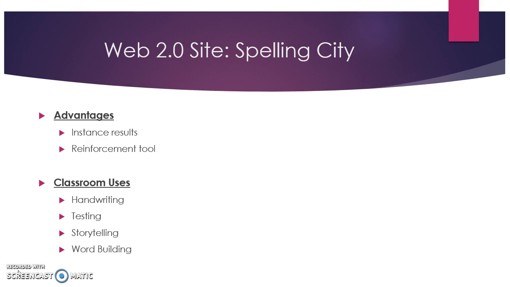In the classroom, you can use the handwriting worksheets to help them not only practice handwriting, but also how to spell the word. You can do your pre and post test online. You can do storytelling. You can use the paragraph game, and they can type their own paragraph and their own story using their words. And it also helps with word building. They can learn root words. They can learn how to apply prefixes and suffixes. There's just so many levels to Spelling City, and it's a great resource and tool for the classroom.